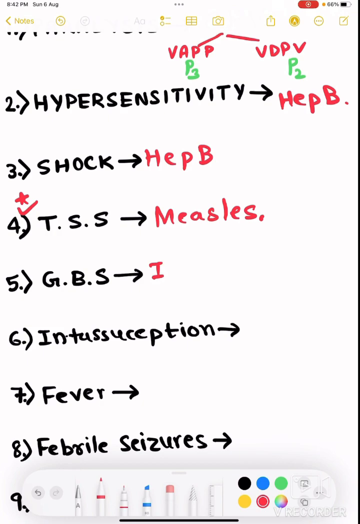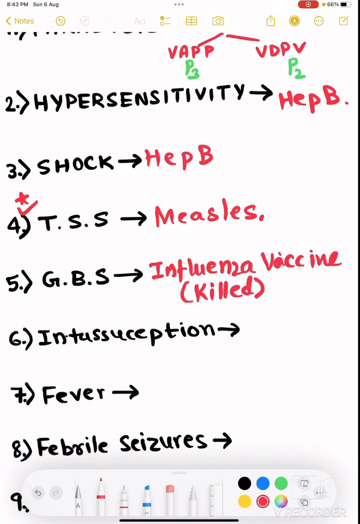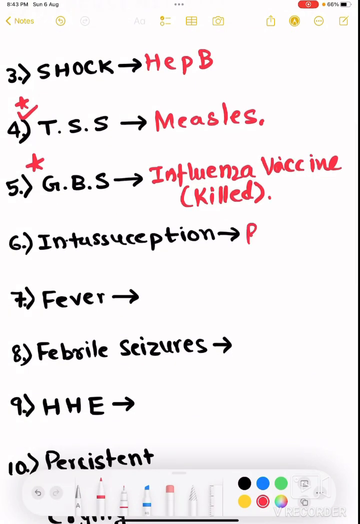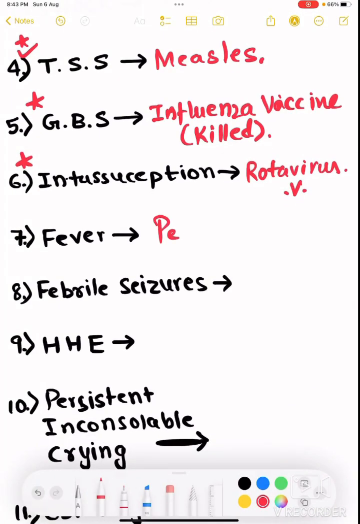GBS is caused by influenza vaccine. Influenza vaccine, the killed variety, right? Killed, not the live one. The killed variety causes GBS. It is also very important. Then intussusception, extremely important, is caused by rotavirus vaccine. Very important. Fever is caused by pertussis. Fever is caused by pertussis.